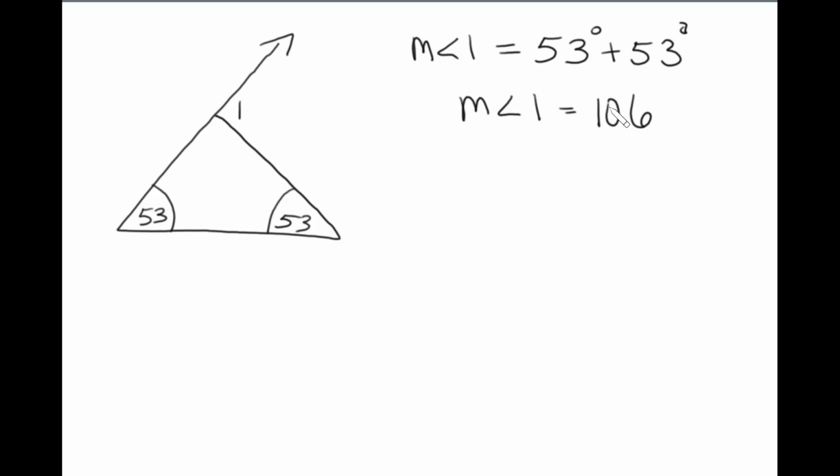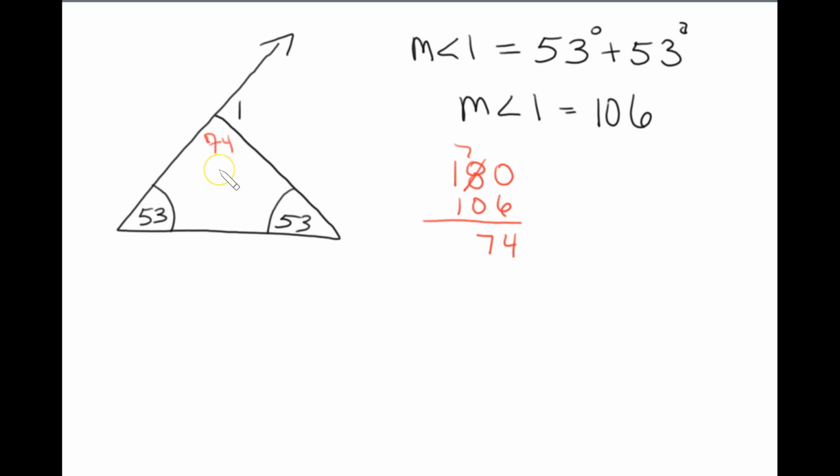The nice thing is that, well, let's double check it. If we say that the sum of the interior is 180, and we were to subtract 106, 10 minus 6 is 4, 7. So then we'd say, based upon this, that this is 74.